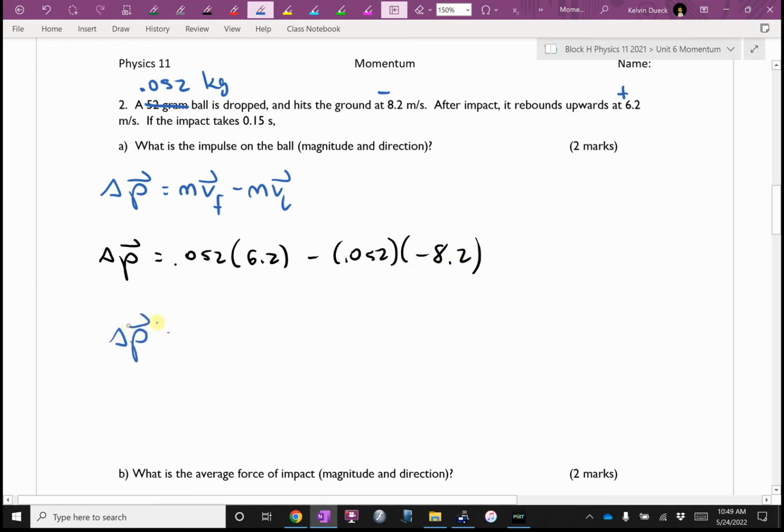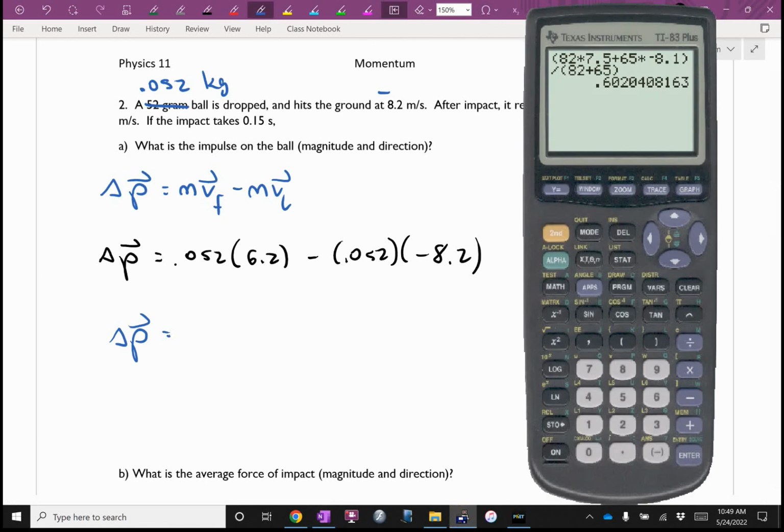The impulse is 0.052 times 6.2 minus 0.052 times negative 8.2. I get 3.55. Is that correct? Am I wrong? Nobody nodding. Let me check my typing. Oh, you know what? I got a typo. First line right there. Try that again. 3.666. Is that better? Nobody nodding.